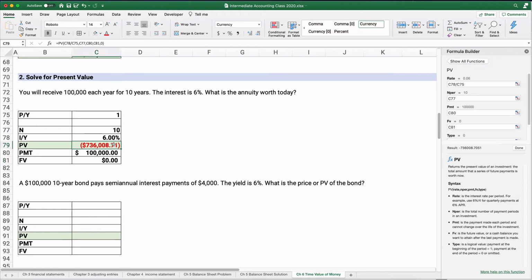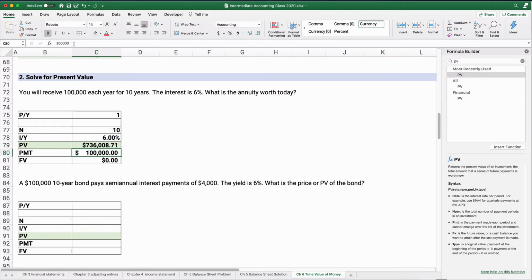Now, that big negative number looks scary to us. So one thing we can do, remember we're building that formula, we can just make it a negative. So that answer comes out to be a positive. The answer is $736,000 is what that $100,000 for 10 years is worth today. Now, the other way to think about it is, if you invested $736,000 today, you could withdraw $100,000 at the end of each next 10 years. You could withdraw $100,000 if you earn 6% interest, and then that account would have 0 balance at the end of 10 years.